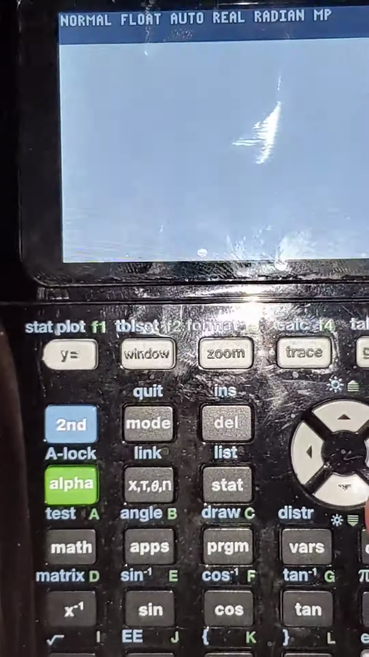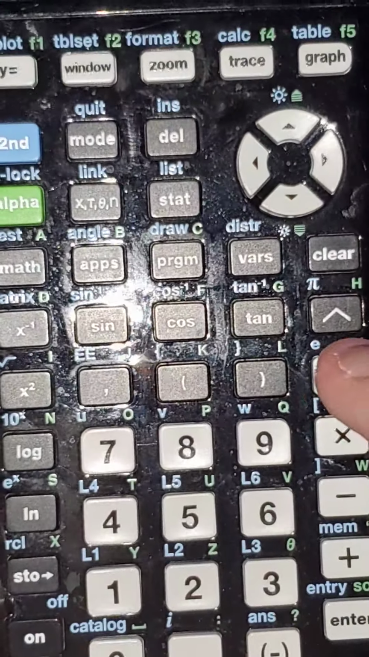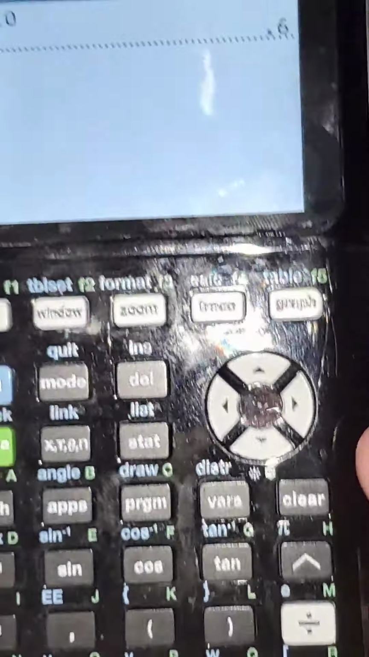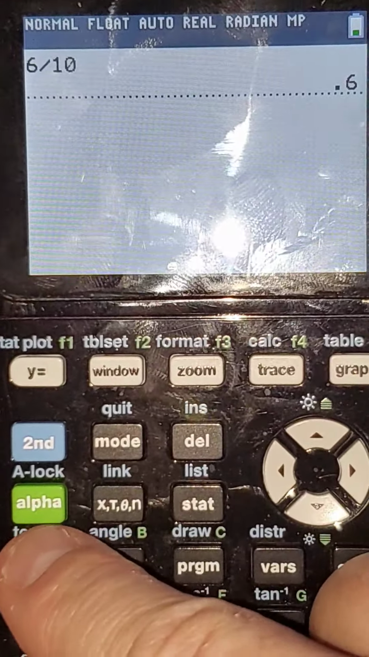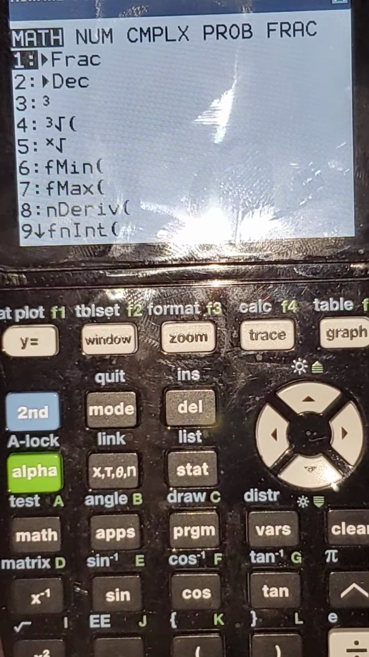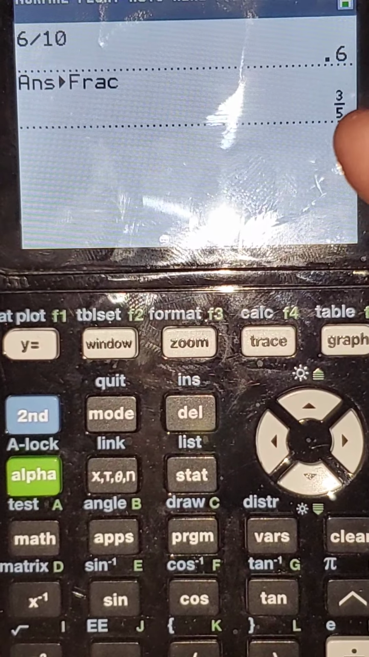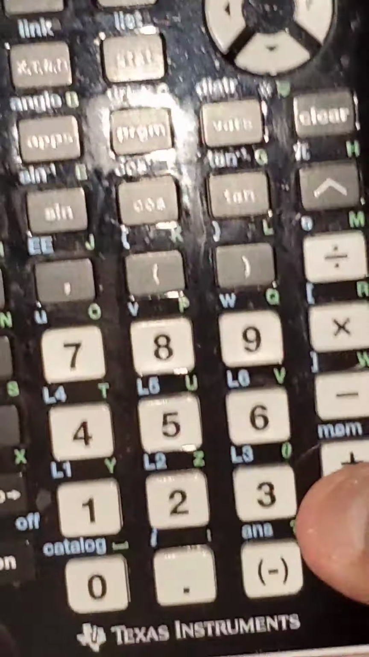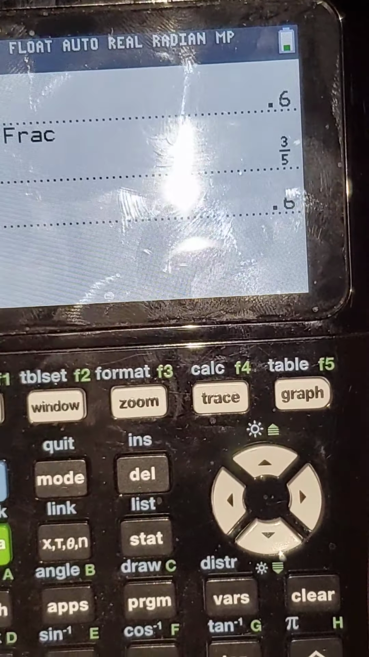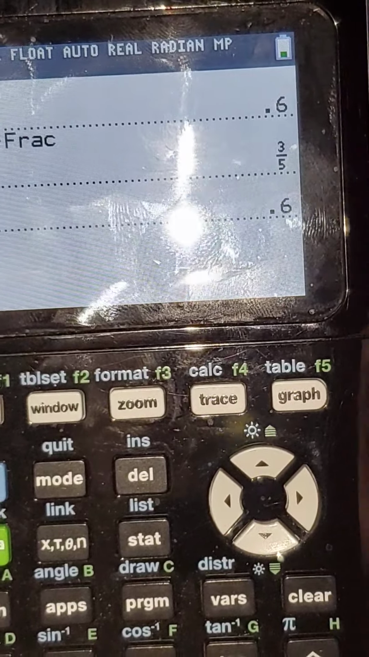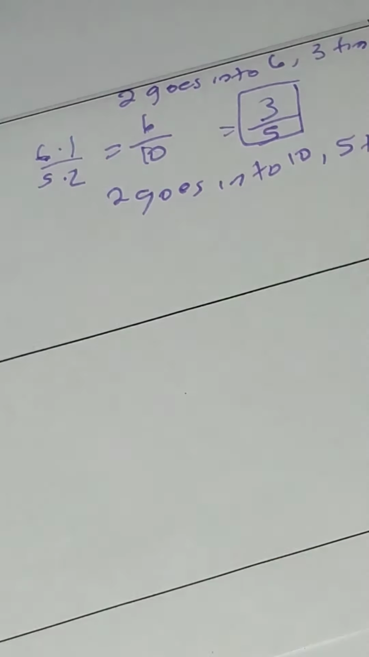Let me show you in the calculator so you can see what I'm talking about. If we do 6 divided by 10, we get 0.6. Okay. Now, if you go into math here and you hit enter for fraction and hit enter, notice it reduces it to this 3/5 right here. Okay. Why? Because 3 divided by 5 is also 0.6. Okay. So you can also use the calculator to help you reduce the fractions until you get better at it. That's one way for you to check your math.